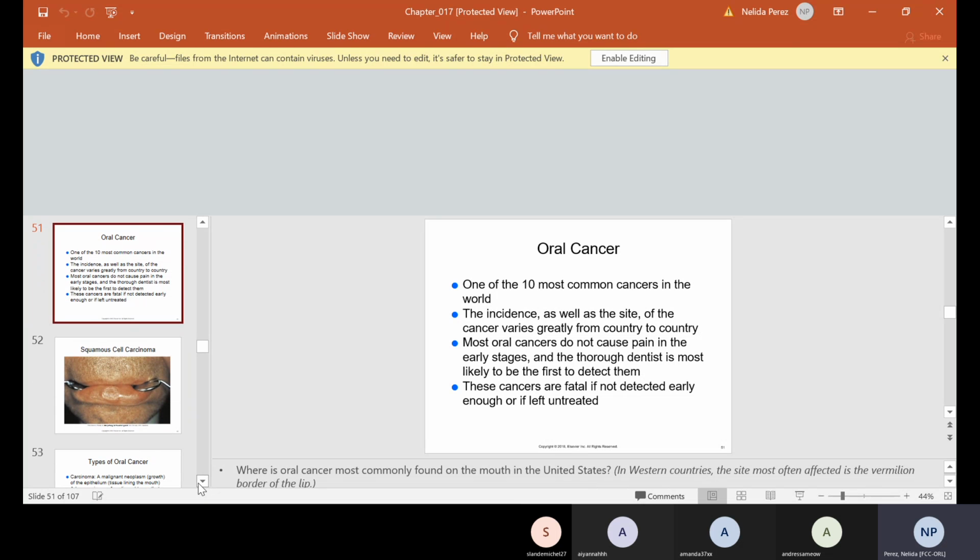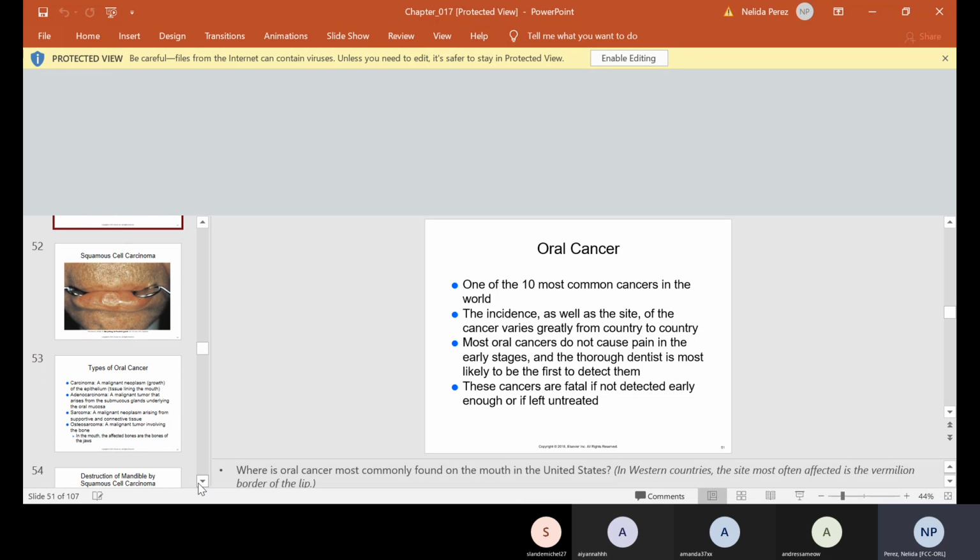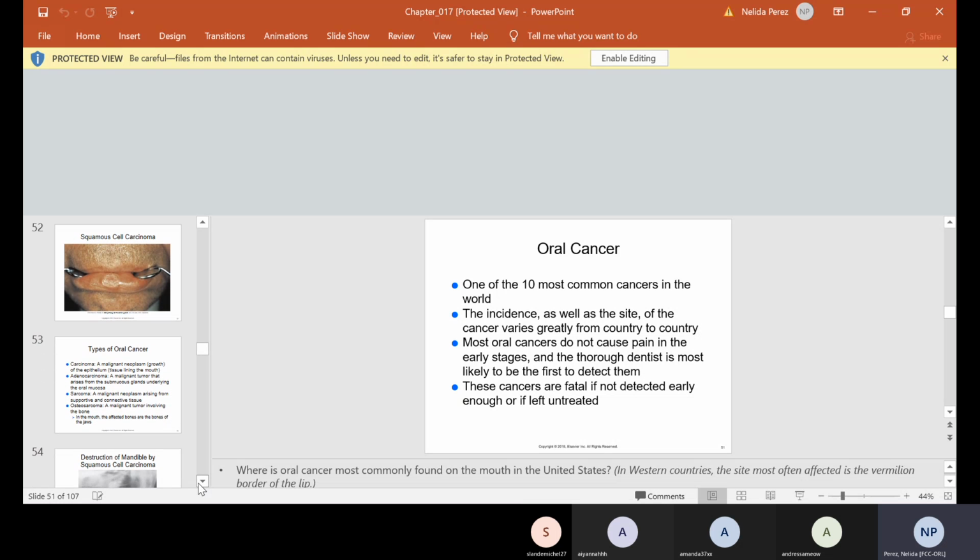Oral cancer. It is one of the 10 most common cancers in the world. The incidence as well as the site of the cancer varies greatly from country to country. Most oral cancers do not cause pain in the early stages, and the thorough dentist is most likely to be the first to detect them. These cancers are fatal if not detected early enough or if left untreated.